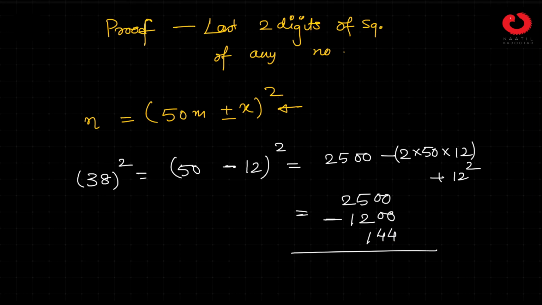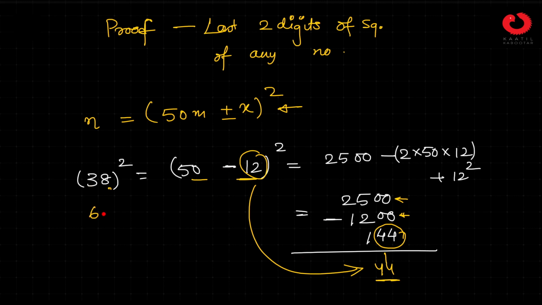Now you can see that the 2500 and the 1200 have nothing to do with the last two digits, and the 144 is what gives them, so 44 comes here. So the last two digits have to do with the difference from 50. Means the last two digits are those of the square of this 12. Is it true for all numbers? Yes, definitely. Even if instead of 38 I would write 62, you could have written it as (50 plus 12) whole square, and instead of minus it becomes plus, and again you will see the same 44 repeat.